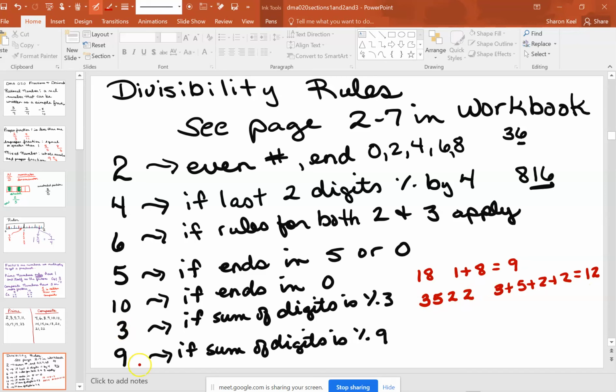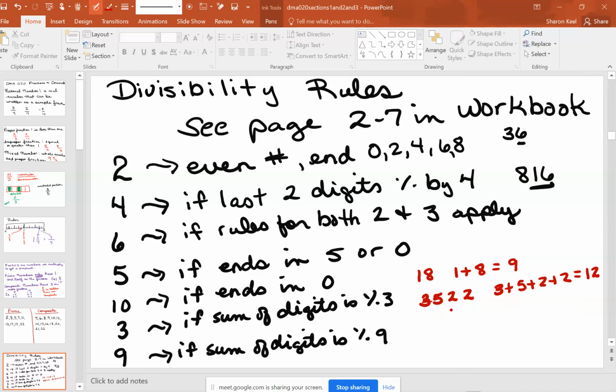Is 12 divisible by 9? No, not evenly. So that number is not going to be divisible by 9. This number you can't divide by 9, but you can divide by a 3. Now, if I come back to this rule for 6, 6 says if the rules for both 2 and 3 apply, this number is even, so it's divisible by 2, and I added the sum, and this number is divisible by 3, so both of those rules apply. This number can be also divisible by the number 6.